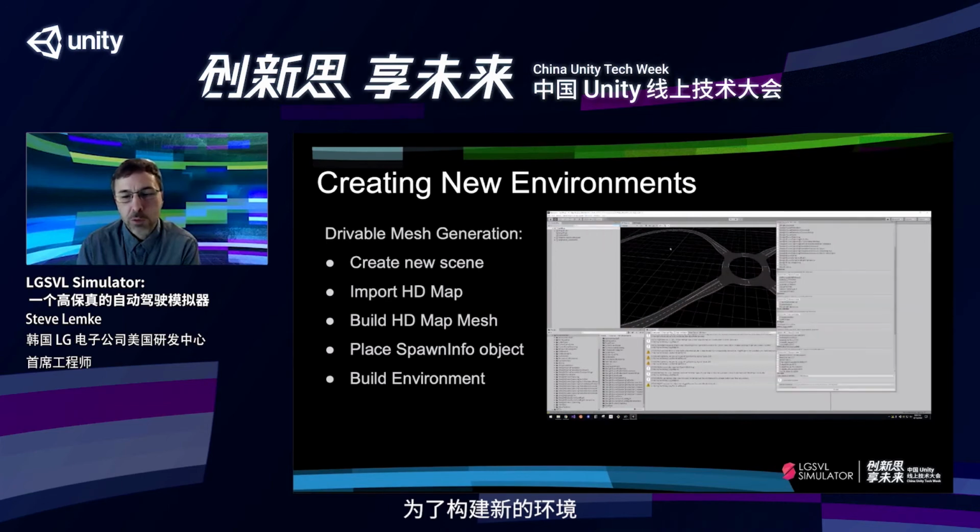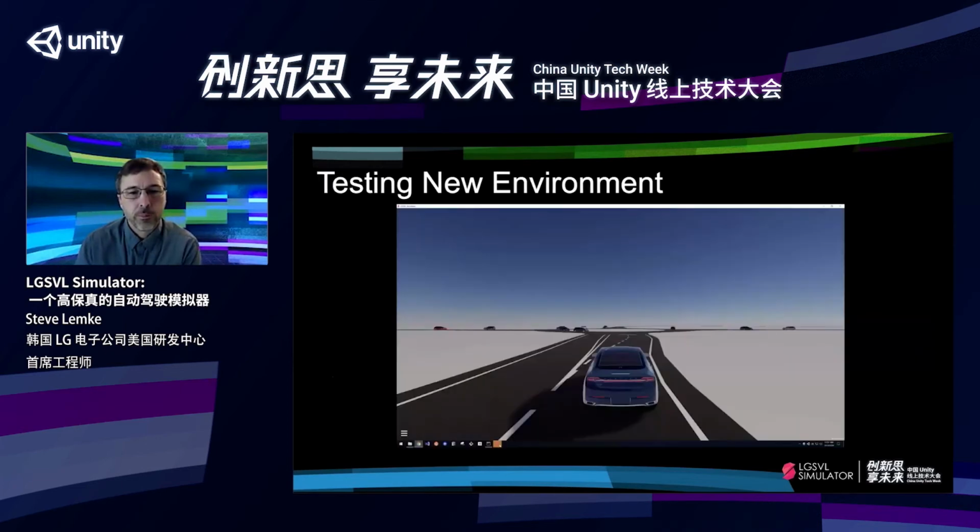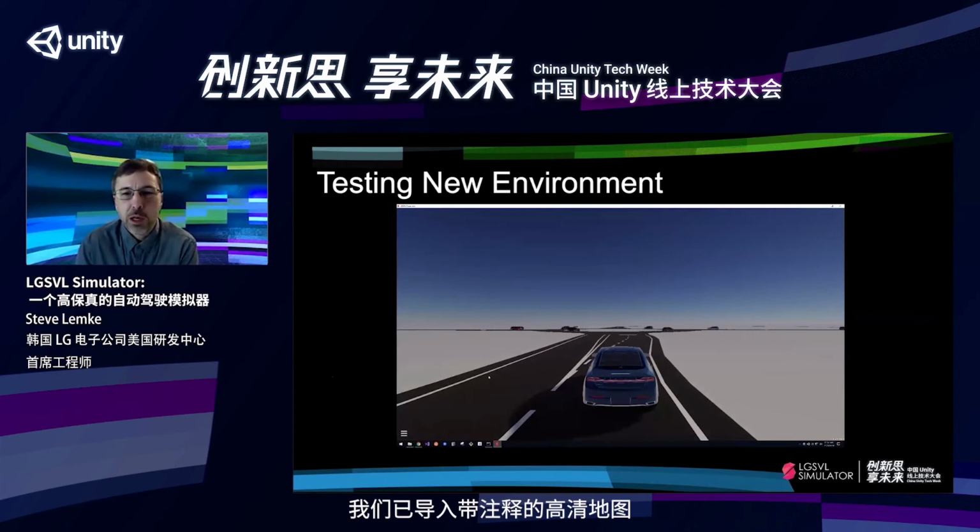To build our new environment, we select Build from the simulator menu. We locate and select our new test map in the list and click Build. Once the environment is built, the map can then be used in simulations as well as with our visual scenario editor. Now that we have imported an annotated HD map, used our mesh generator tool to create a drivable mesh, and built an environment, we can launch a simulation and observe NPCs randomly driving around within that environment.